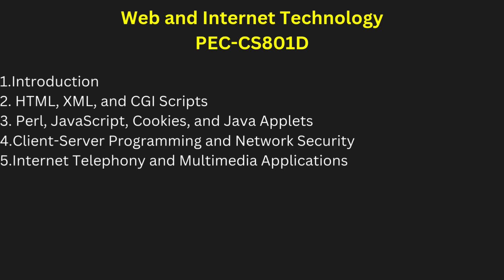In this video, we will explore chapter 2, HTML, XML and CGI scripts, the foundation of web development. HTML is a building block of web pages, defining their structure and content. XML is used for data storage and exchange, making it a key component in modern web applications. We will also discuss CGI scripts which enable dynamic web content and interaction with the servers. Understanding these technologies is essential for web developers and IT professionals.